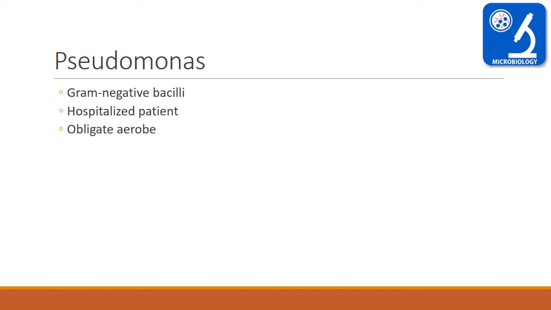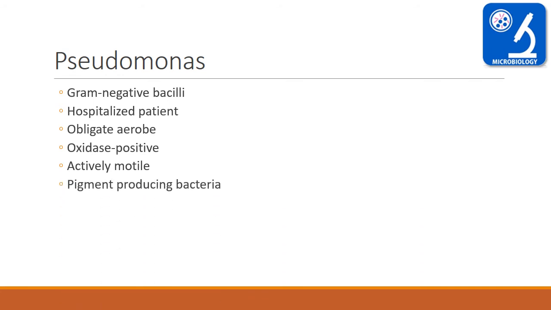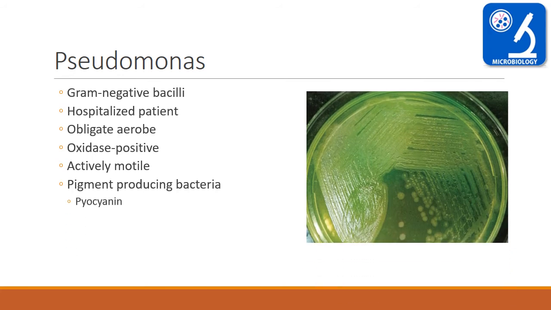Now the important organism, Pseudomonas. Pseudomonas is a gram-negative bacilli. It is an organism that can be present in a hospitalized patient. It is an obligate aerobe. That means it can only grow if there is a presence of oxygen. It is oxidase positive and actively motile. And there is a keynote or characteristic feature of Pseudomonas, that it can produce pigment. That means a color. You can see there are four types of pigment that are produced by Pseudomonas.